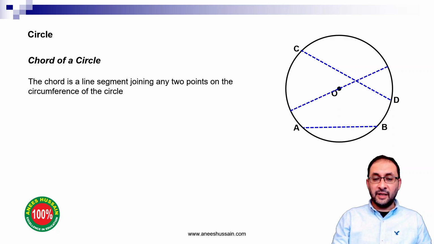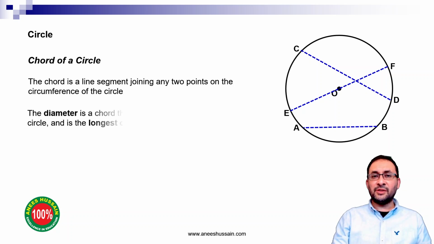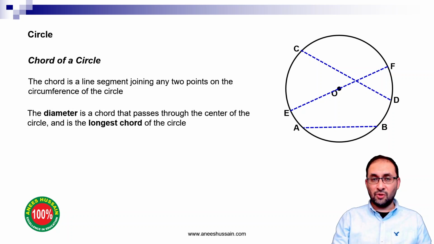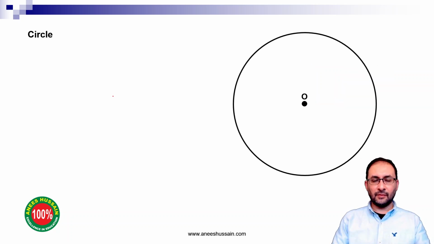And line EF here is also a chord, but you might argue that it's the diameter because it's going through the center of the circle. And that's perfectly fine because the diameter by definition is the longest chord in a circle. Now let's learn about some of the important properties that occur when we draw chords in a circle.